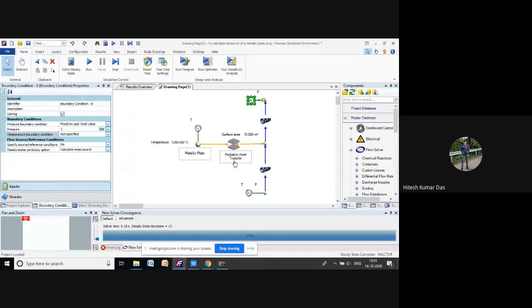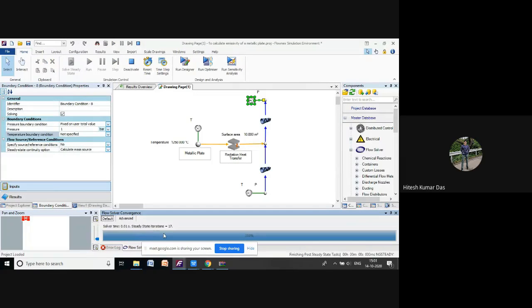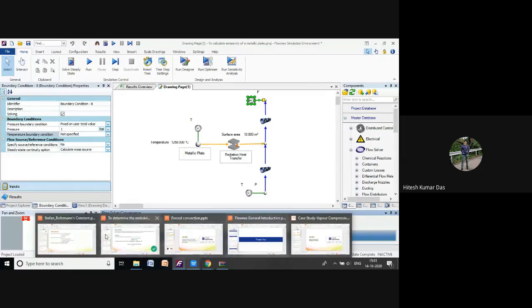Next, for solving this network we have to click on solve steady state for steady state simulation. So just click on it. You can see here it is 100% solved, means solver time is 0.01 seconds, very less, and it iterates only 17 iterations. So next we will calculate the emissivity. So we'll go to the presentation here.